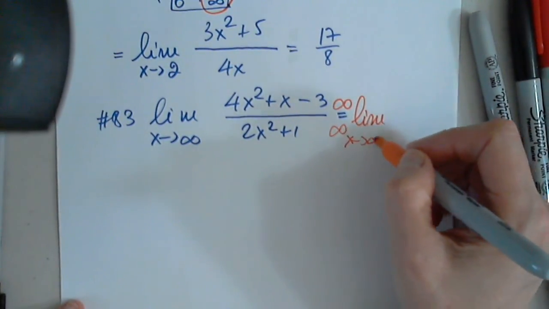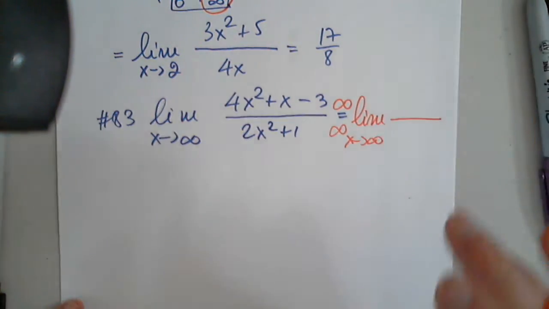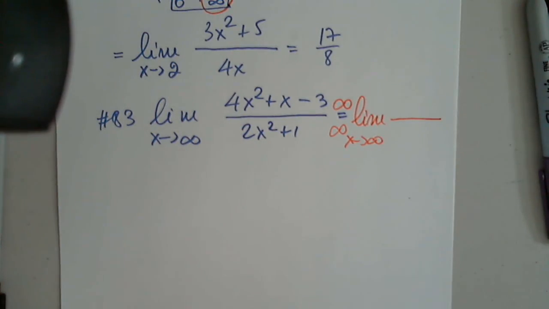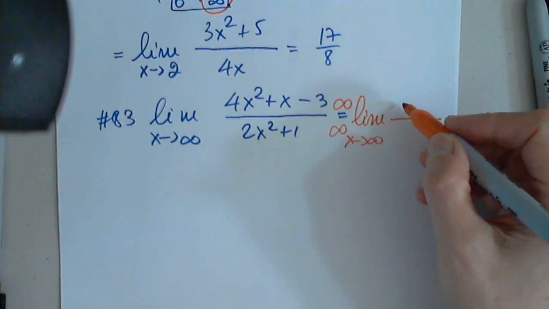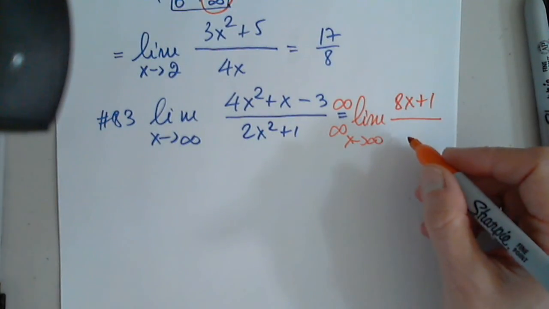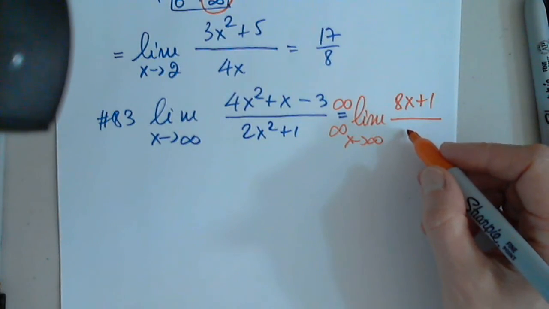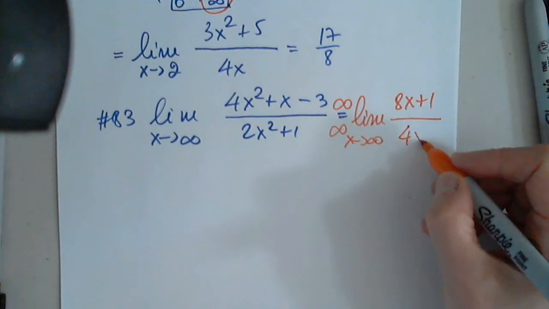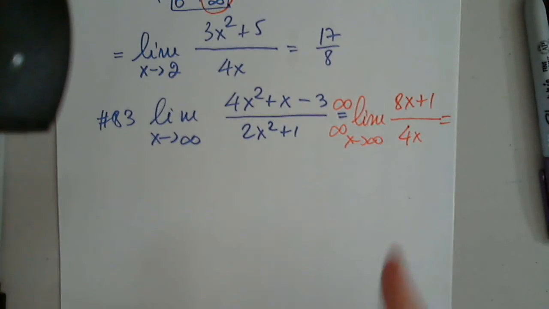So the limit as x approaches infinity. Now I can differentiate the top. What do I get? 8x plus 1. Very good. What do I get in the denominator? 4x, very good. I plug in infinity again.